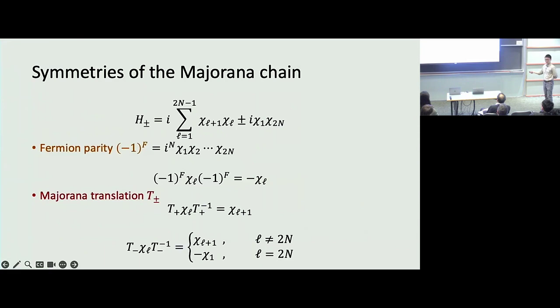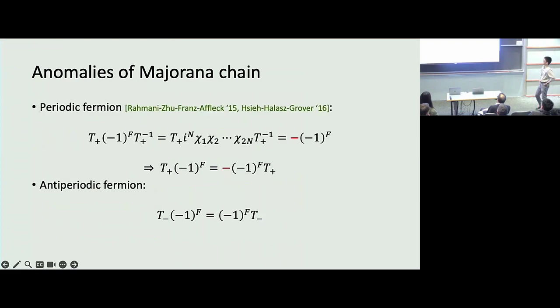You just have to put a minus sign somewhere. Okay, so these are the two invertible symmetries of this Majorana model. Now, why did I go out of my way to talk about this Majorana model? That is because in class, before that, I have to say something about the anomaly. So there's an interesting anomaly in the Majorana model.